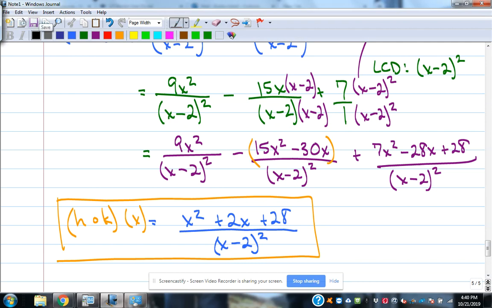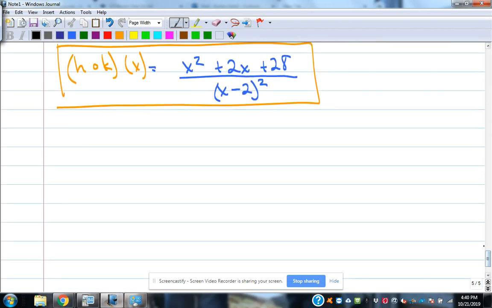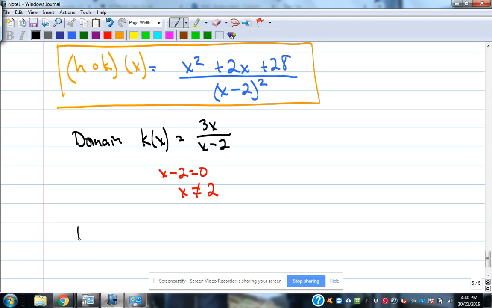Now we got to do the work of finding the domain of that. Okay, so the domain, let's get the domain of k of x. So k of x was 3x over x minus 2. How do you get the domain of that? X minus 2 equals 0. X cannot be 2. Let's get the domain of h of x, which was x squared minus 5x plus 7.